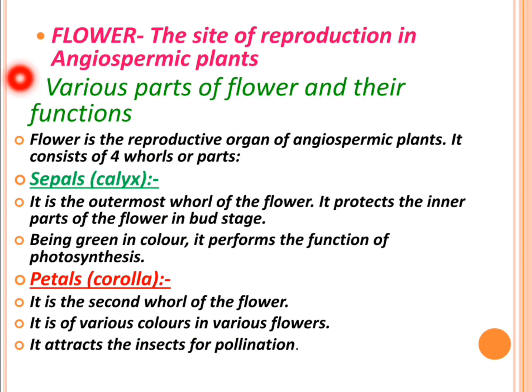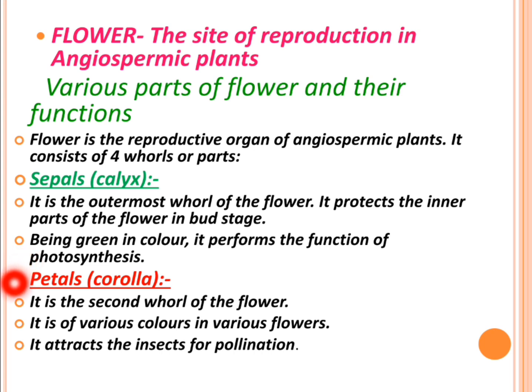Flower is the main reproductive organ of angiospermic plants. It consists of 4 whorls or parts. Sepals, group of sepals is called calyx. It is the outermost whorl of the flower, and the function of sepals is that they protect the inner parts of the flower in bud stage and, being green in color, it performs the function of photosynthesis.